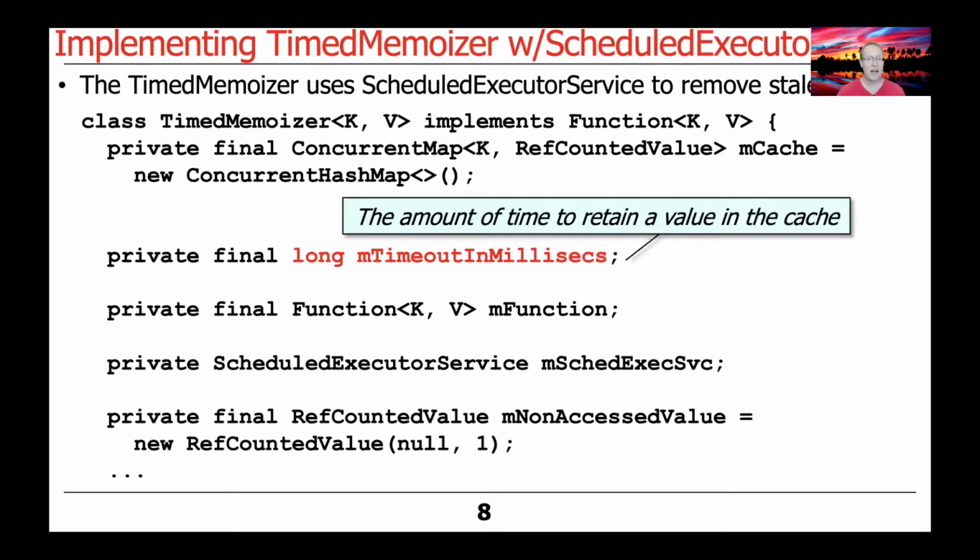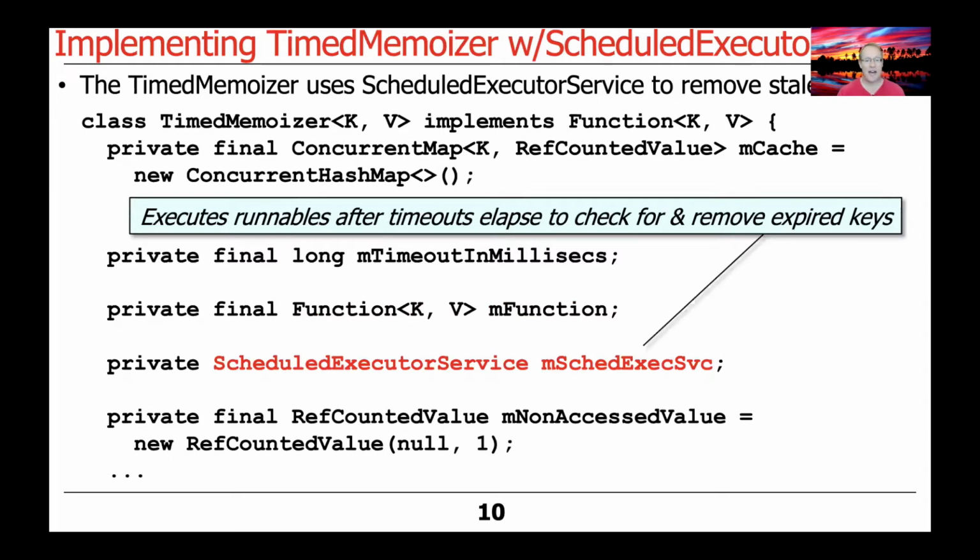If a key is not accessed within that time period, then it's going to be purged. We keep track of a field that stores the function that will produce the value based on the key. Then we also have an implementation of the scheduled executor service. This is going to use the scheduled thread pool executor, as we'll see in just a bit. And that, of course, is going to be used to execute runnables after the time period elapses, and it's also going to check for and remove expired keys based on the passage of time.